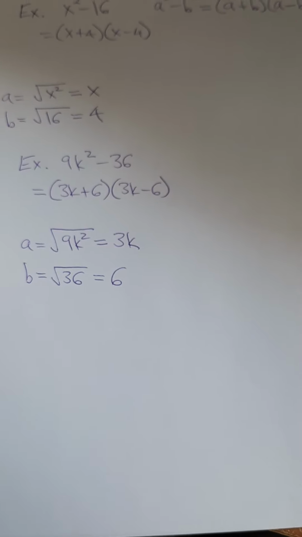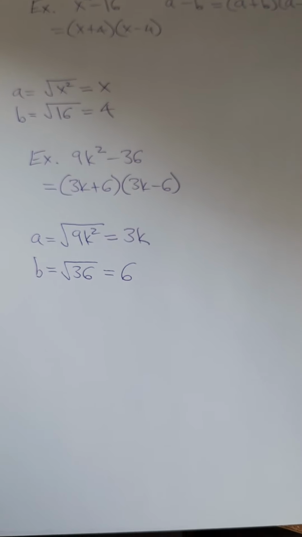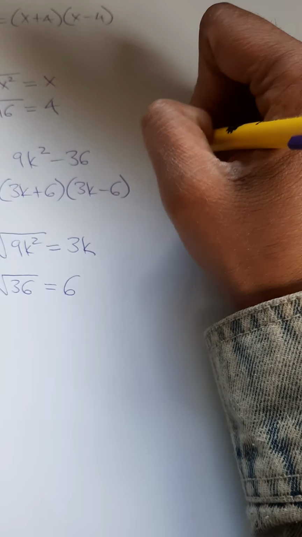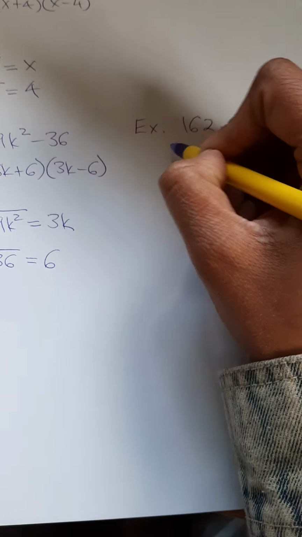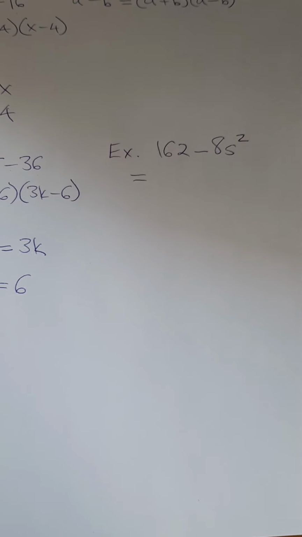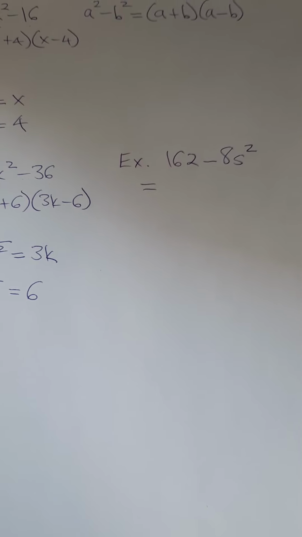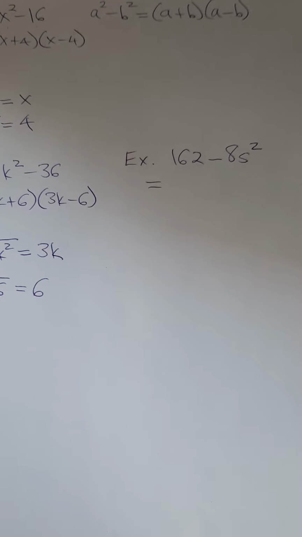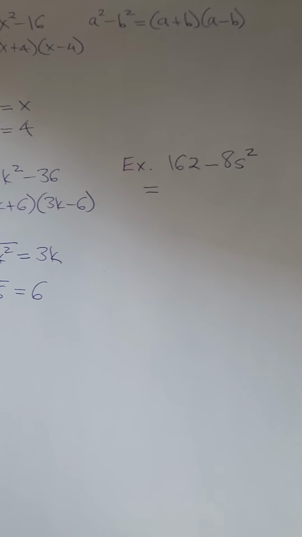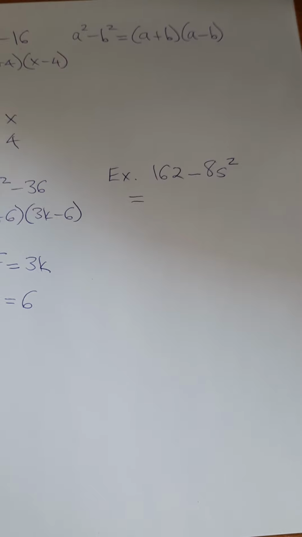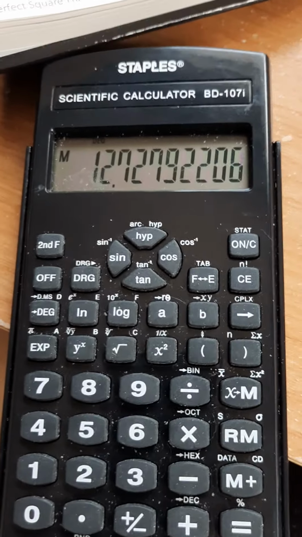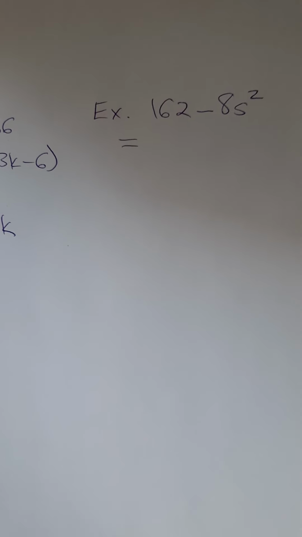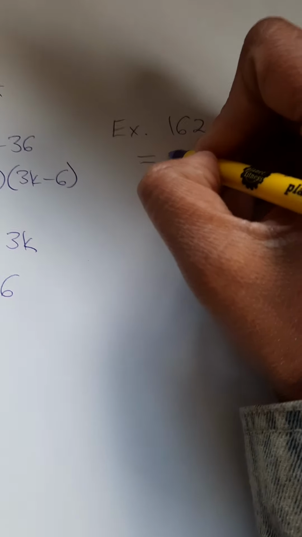All right, with that, let's go to our next example. Let's write it on this side. It's 162 minus 8s squared. In this case, I notice that there are two terms, and it looks like a difference of squares. But when I take the square root of 162, I get 12.72, which is a decimal, so I don't want to use that. The same thing with the square root of 8. It's going to be a decimal.